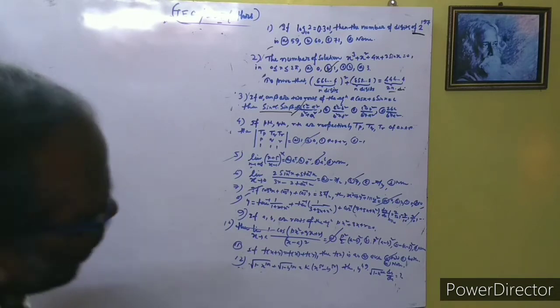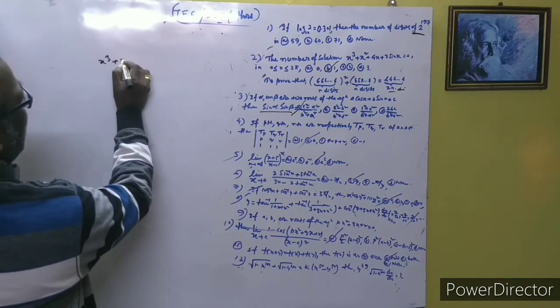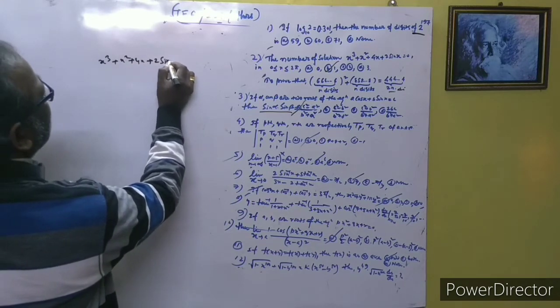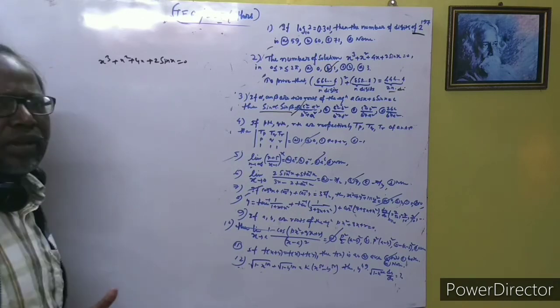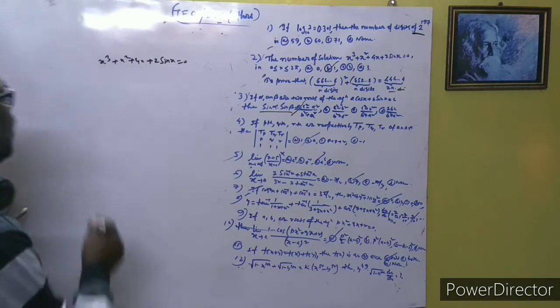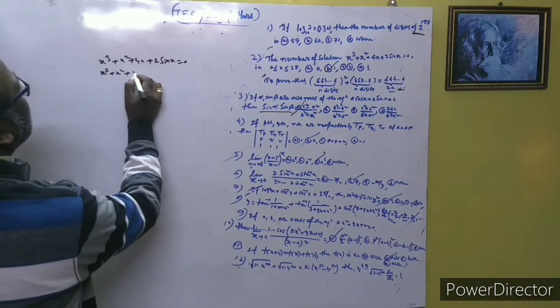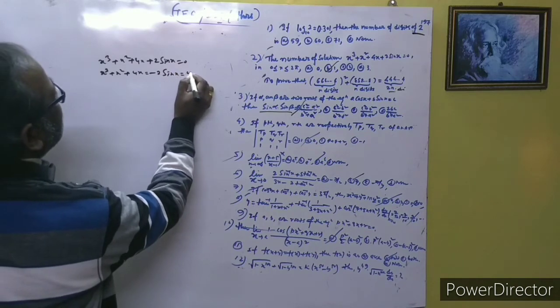Now for question number 2, we are given the curve x cube plus x square plus 4x plus 2 sin x. Find the number of solutions of this curve. So how can we easily solve for the number of solutions? Carefully, x cube plus x square plus 4x is equal to minus 2 sin x, and let each side be equal to y.